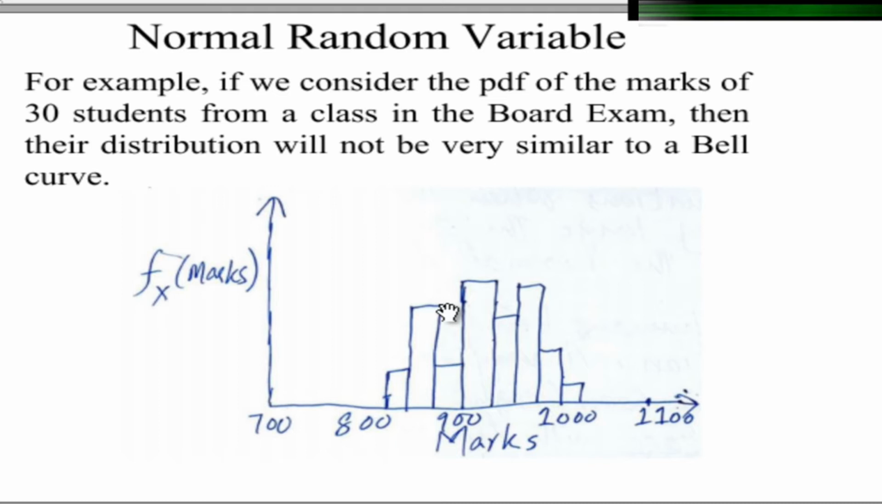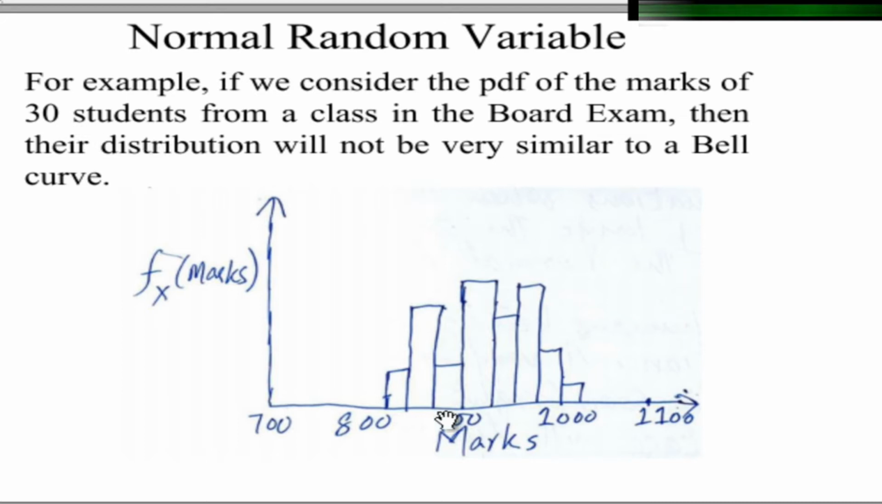Because we are talking about a continuous random variable, the higher the number of points, the higher will be the resolution of the PDF of the random variable. Here we have just 30 students. 30 is not basically a very good number.